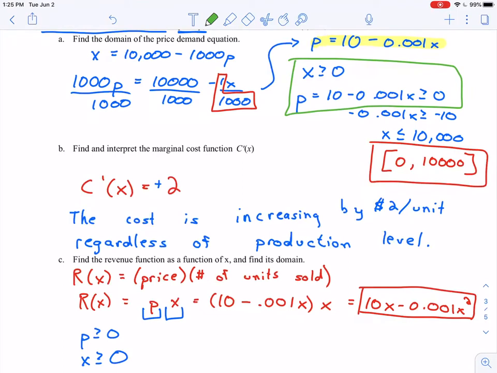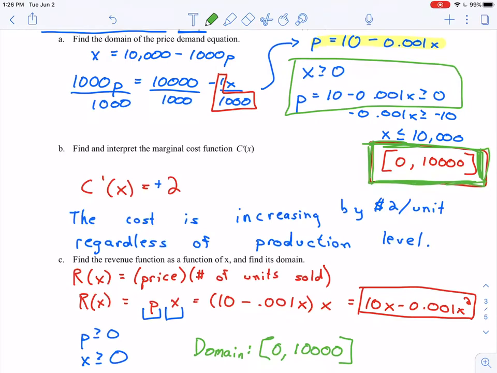So what that tells me is that the domain of my revenue function is actually going to be the same as the domain of my price demand equation. And that makes sense, right? We built the revenue function using the price demand equation. It relies on it. So it kind of makes sense that the domain of the revenue function should also depend on the domain of the price-demand equation. So my domain in this case would be 0 to 10,000. Cool. So it's the same exact domain.